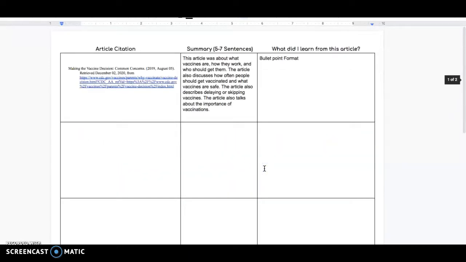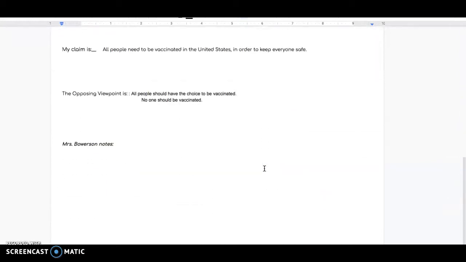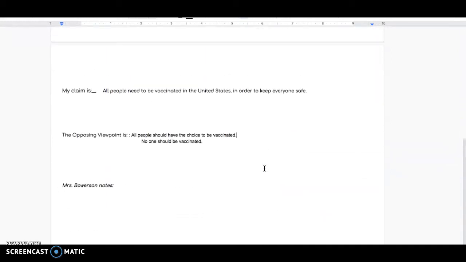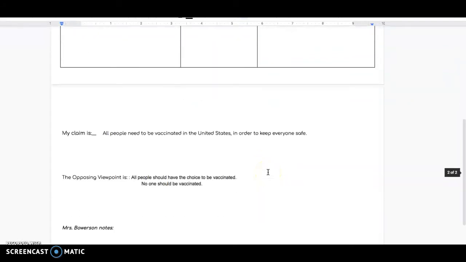This is what you're doing today and tomorrow. You're going to be reading your articles, coming up with your claim and your opposing viewpoint. If you have any questions, please attend my office hours or virtual class time or whatever you want to call it. I will go over this if you want me to, or if you want me to look at your claim just to see if it meets the right standards, then I can do that too.